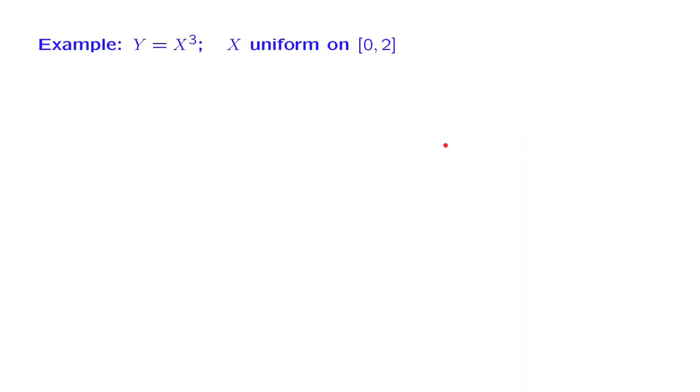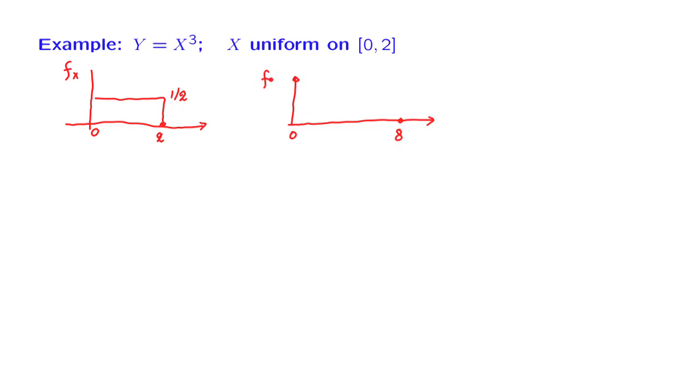In our first example, we let x be a random variable which is uniform on the range from 0 to 2, and so the height of the PDF is 1/2. And we wish to find the PDF of the random variable y, which is defined as x cubed. So since x goes all the way up to 2, y goes all the way up to 8. The first step is to find the CDF of y.